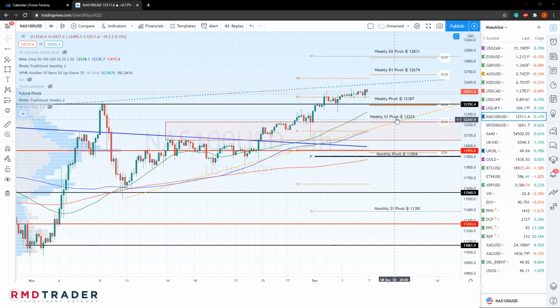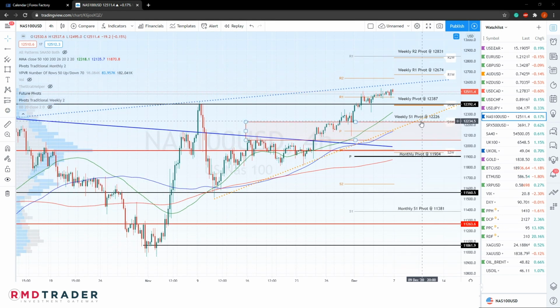If price would then continue and see some bullish price action from this area, we could perhaps have another test of the upper diagonal and perhaps as high as the weekly R1 pivot at 12,674. There's also the opportunity, of course, that should price outperform, we could have a go at this weekly R2 pivot, also the monthly R1 at 12,850.